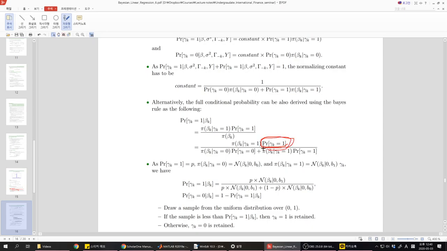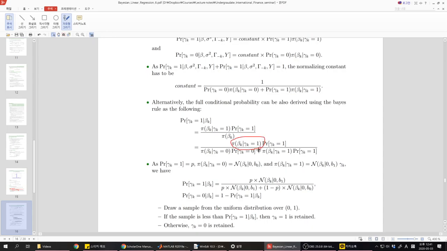Here, what is the value of this term? This is the prior probability of gamma k. What is the prior probability of gamma k? The prior probability that gamma k equals 1 is p, and the probability that gamma k is 0 is 1 minus p. So this term is p, this term is p, and this term is 1 minus p.